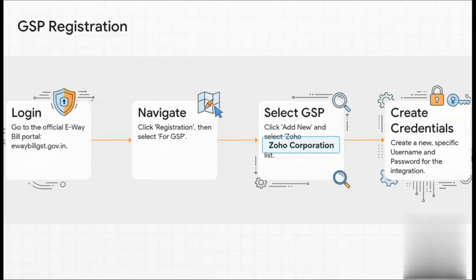Now, setting this up on the government portal is surprisingly straightforward. First, you just log in to the official eWaybill website. Then you're going to navigate over to Registration and choose For GSP. From there, you'll click Add New and select your GSP. In our example, it's Zoho Corporation. And finally, you'll create a unique API username and password.